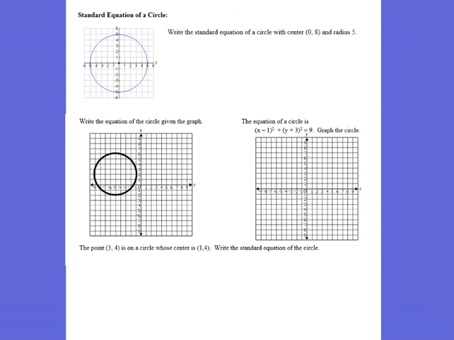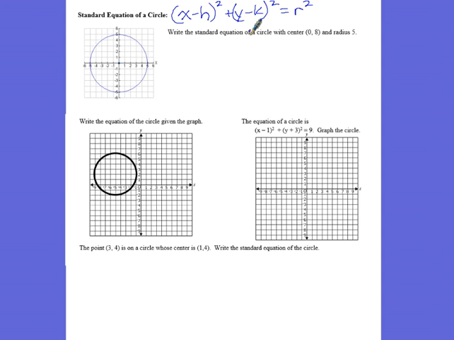Okay, the last little part of this is the standard equation of a circle. So the first part of the notes say to write a standard equation of a circle with a center at 0, 8, and a radius of 5. Well, it sure helps if we know what the equation is. So the standard equation of a circle is (x minus h) squared plus (y minus k) squared equals r squared. So it almost looks like the distance formula.